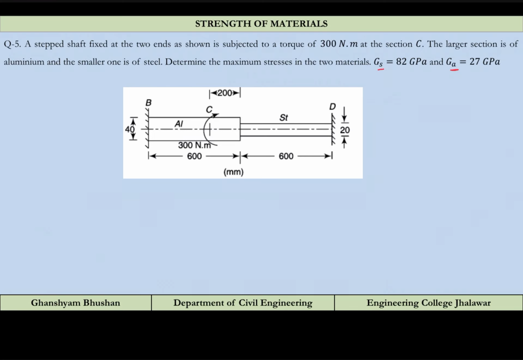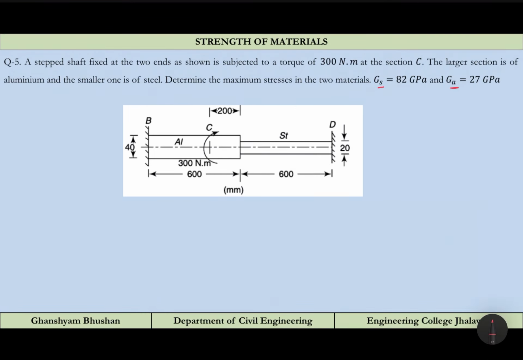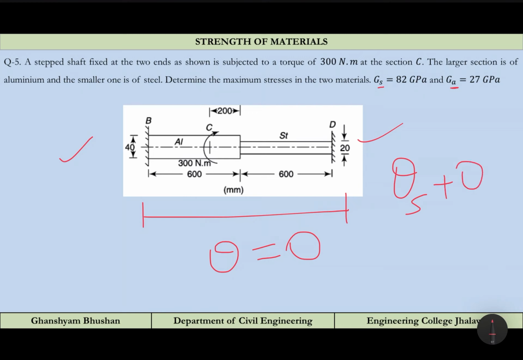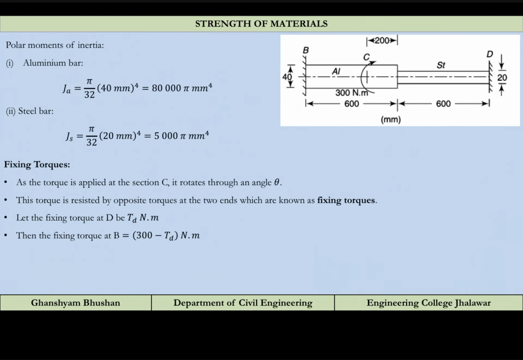So how can we proceed with this problem? First, the theta from here till here will be 0, because both are fixed ends, so the twisting will be 0. But we can do one more thing: theta in steel plus theta in aluminum will be 0. So this is the basic condition. If we solve this, we will have our answer. Okay, so let us see.